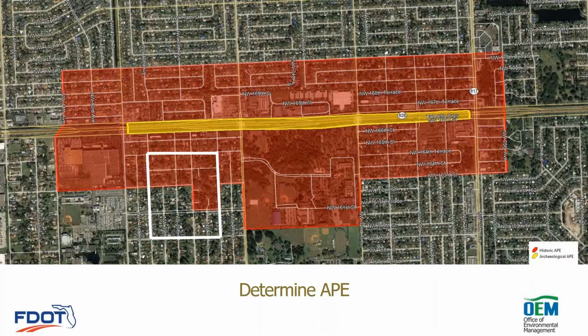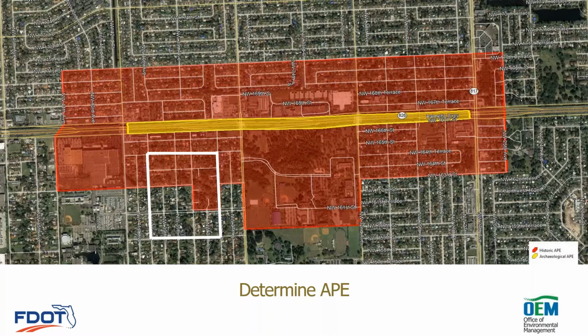And the archaeological APE is limited to areas where ground disturbance will occur, which in this example is shown in yellow. If there's no ground disturbing activities, there's no potential to affect archaeological sites, so there's really no need to spend time and effort and money testing for archaeology in those areas. In this example, we have a pretty large historic APE, which is shown in red. So perhaps this project includes an elevated facility, in which case the APE would have to include areas from which the elevated facility would be visible.